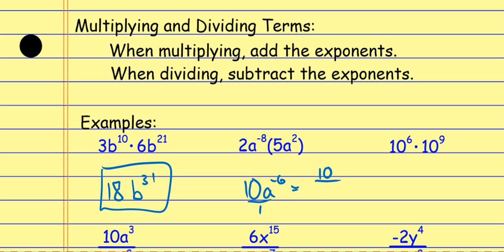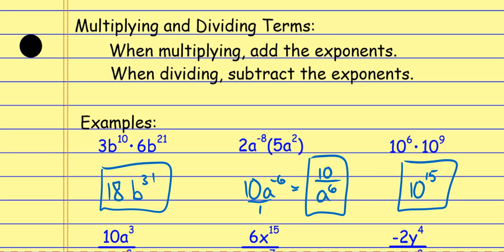Again, the 10 gets to stay where it is, but I can make the exponent positive by moving that a value to the denominator. Okay? The next one, same kind of thing. Instead of having a variable here, I just have numbers. Well, that's okay. I add the exponents. That's 10 to the 15th power.